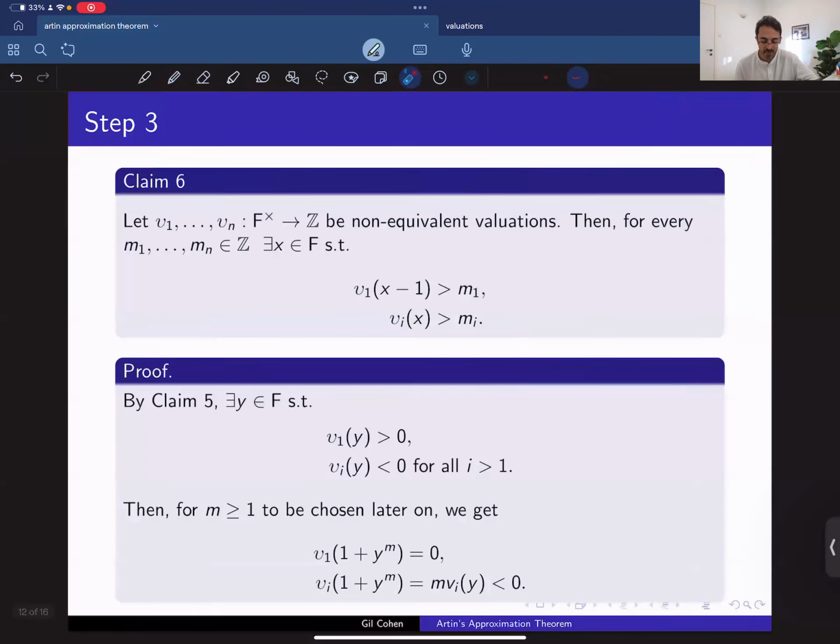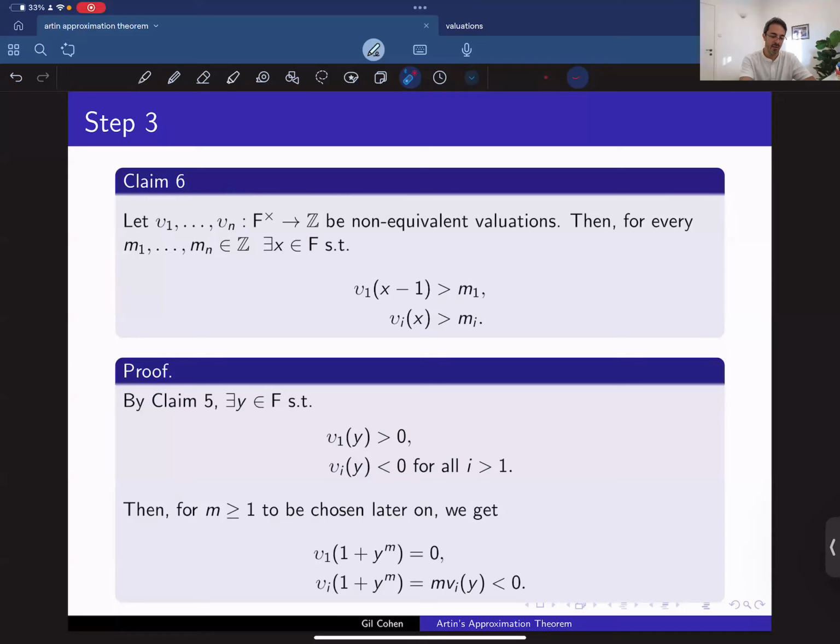So step 3. In this step, we are going to prove something a bit different, using what we did before. So now let's say you have these n valuations, non-equivalent. Again, not necessarily onto. You are given n prescribed valuation values as before, or at least bounds on values as before.